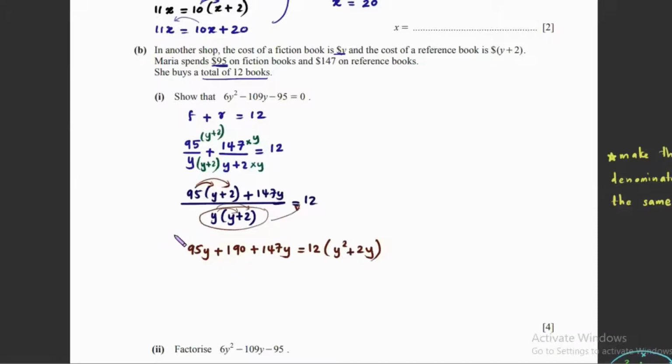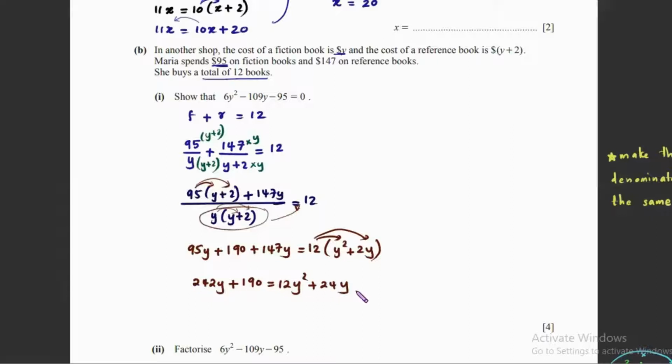So this 95y and 147y is 242y plus 190 is equal to, I can expand this, I get 12y squared plus 24y. To expand is to multiply the terms inside the brackets with the number that is outside the brackets. So when I do that, this is what I get.